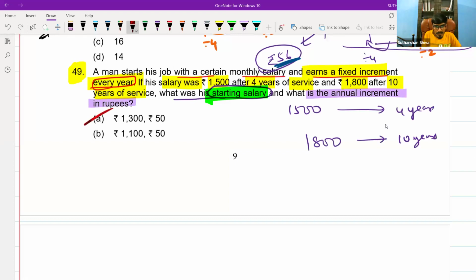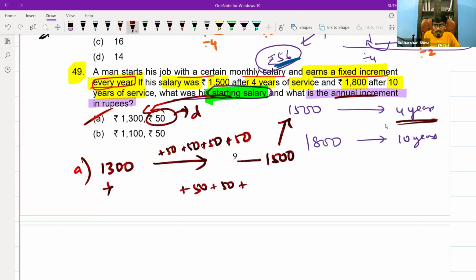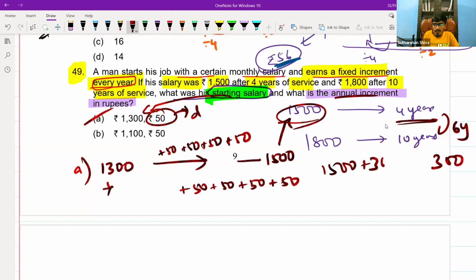So I will assume option A. 1,300 is the starting salary and the annual increment is 50. If I add 50 for 4 years, I will get 1,500. This is satisfied. If I keep adding 50 for another 6 years, 6 years into 50 will become 300. 1,500 plus 300 becomes 1,800. My answer is option A.